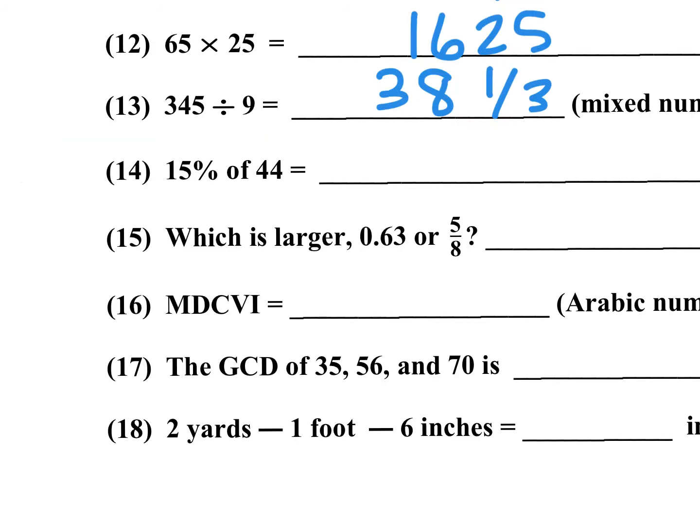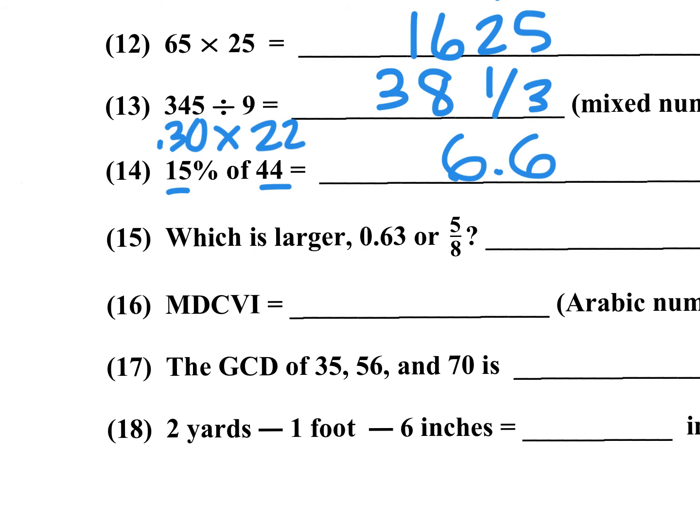Okay, for number 14, 15% of 44. I could double and half, and I would have 30% of 22. You double this one and half this one. So 30% is 0.3. So what I'm going to do is take 0.3 times 22. 3 times 22 is 66, but I have 0.3, so my decimal goes right there. 6.6 is the correct answer.